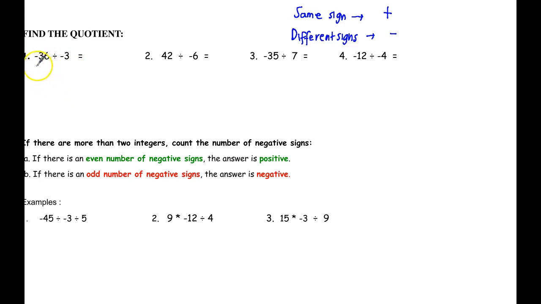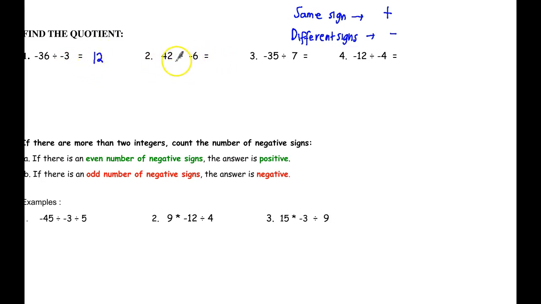So let's see. Negative 36 divided by negative 3. So first you work out the signs. So negative divided by negative, well, that's the same sign. So your answer will be positive, and then you work on just the numbers. 36 divided by 3, so that is 12. So the answer is positive 12.